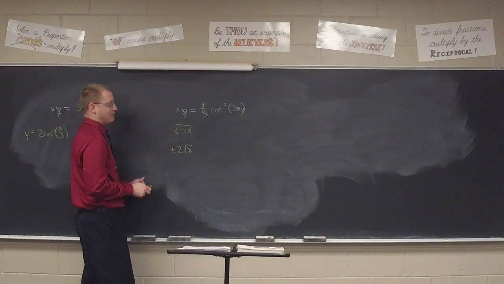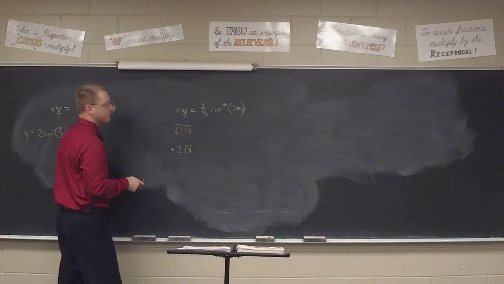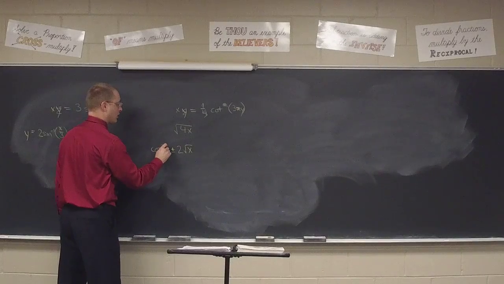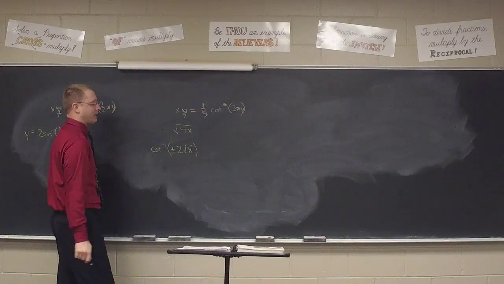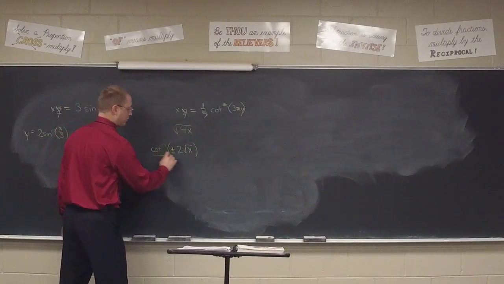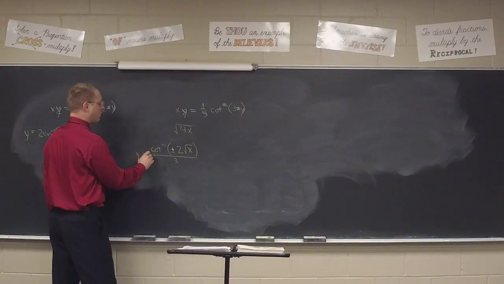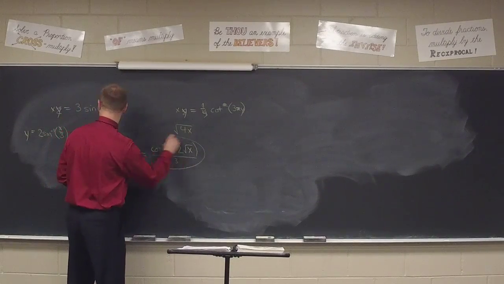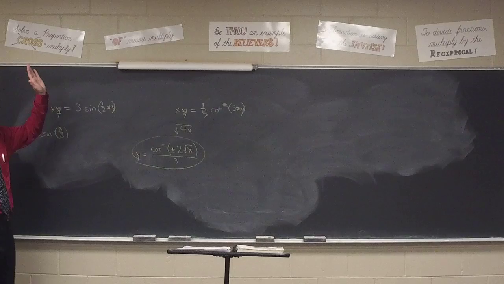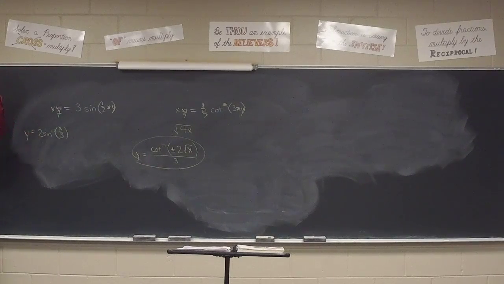Then take the arc cotangent, and finally divide by 3. Divide away the 3, and there's my answer. Or you could multiply 1/3 times all of this, and there's our answer. How many had this or the 1/3 instead of the divided by 3? Any questions on that? Any questions on inverse trig equations?